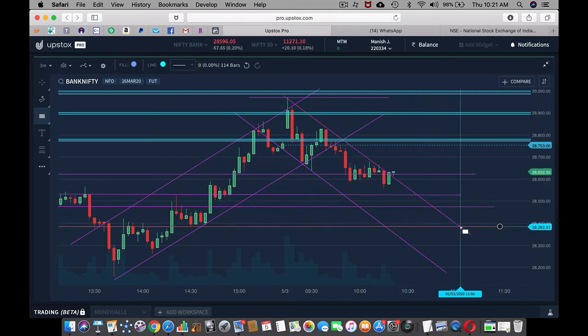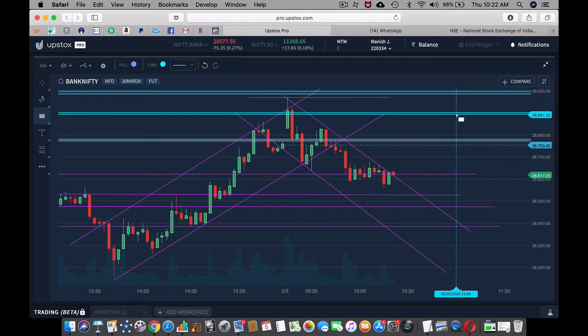So let me correct this a bit. So it would be like this. Okay, so my buying at 620, 610. And let's have a look at how it goes. I have a 40, 50 points stop loss here in this strategy. So let's have a look.